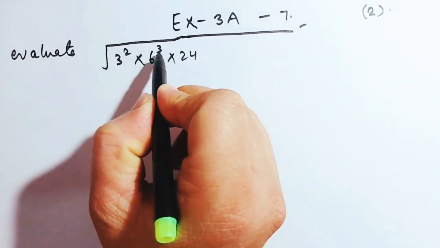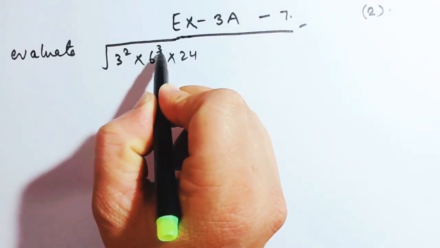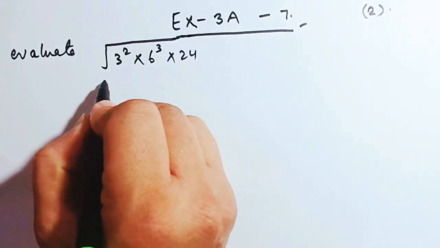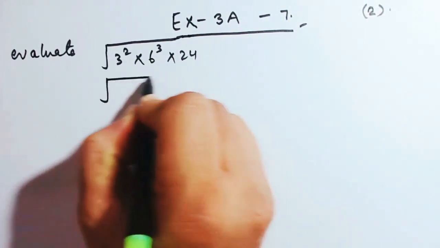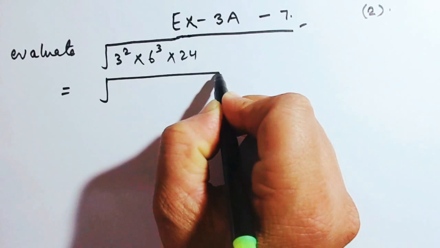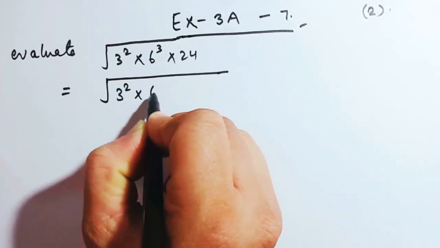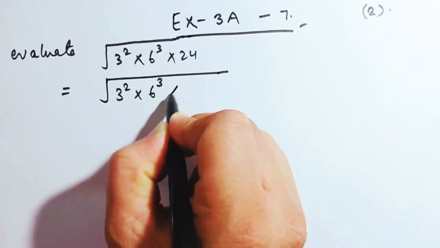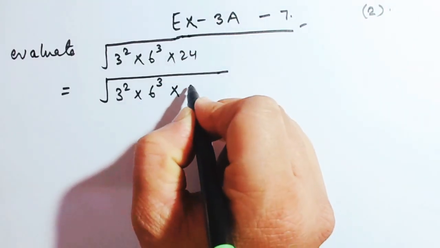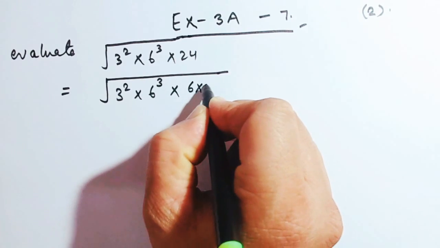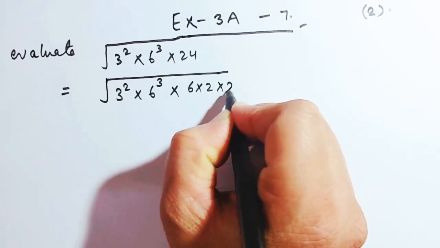But here the power is an odd number, so here I have some problem. However, if there is some problem, there is some solution also. Let's see. Can I write this as 3 square into 6 cube? I will not disturb this. 24 can be written as 6 2s are 12, 2 times 24.